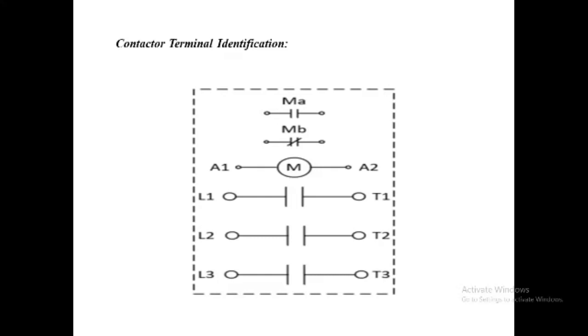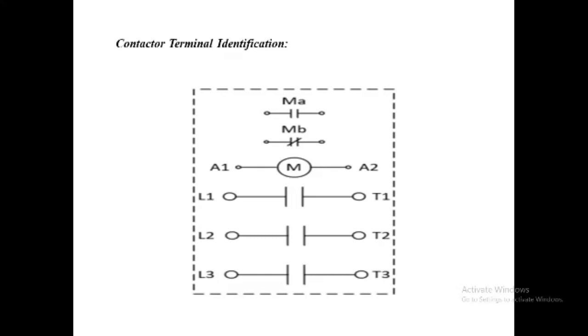A contactor has three contacts for the power circuit and additional contacts for the control circuit, which are called auxiliary contacts. These auxiliary contacts may be normally open or normally closed. The normally open contacts are identified by the letter A, and the normally closed contacts are identified by the letter B.